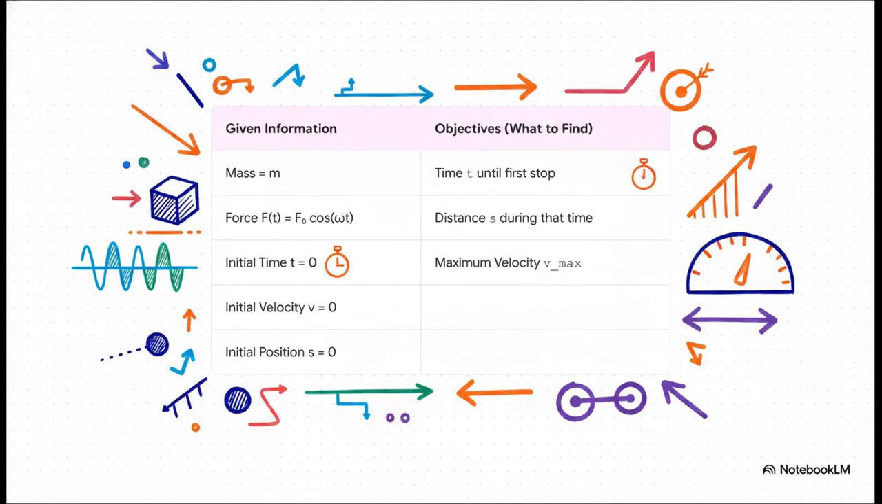On the left, you see everything the problem just handed us. And notice this is absolutely crucial, the initial conditions. At time 0, the particle starts moving. That means its initial velocity is 0 and its initial position is 0. On the right, those are our goals. This gives us a crystal clear map from where we are to where we need to be.